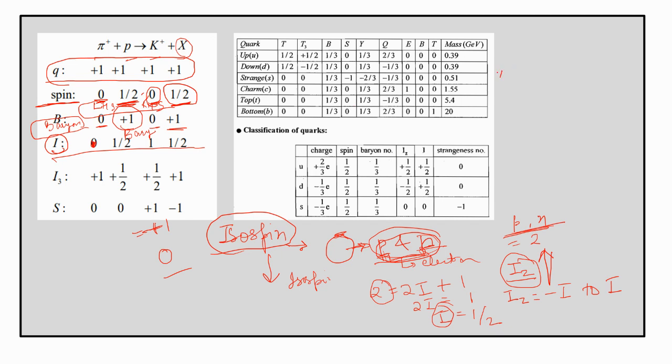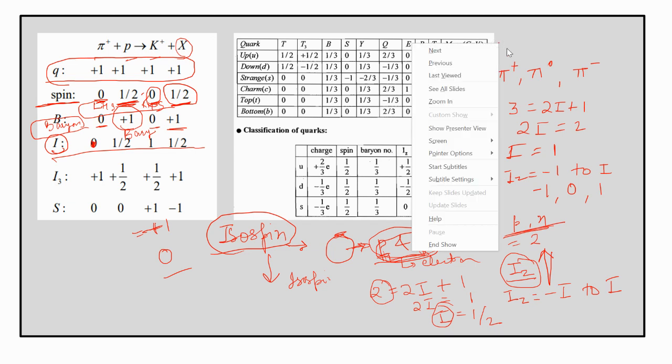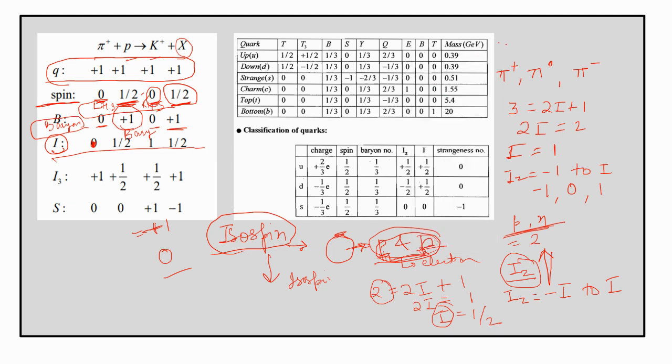First is pion, right? Pions are a triplet. So how many of them are there? 3. 2I plus 1 is 3, so 2I is equal to 2, I is equal to 1, right? So Iz will vary from minus 1 to 1. That means Iz will have the values 1, 0, minus 1. I will remain the same for everyone, only this Iz value will change. So this is 1, 1, this is 1, 0, and this is 1, minus 1.